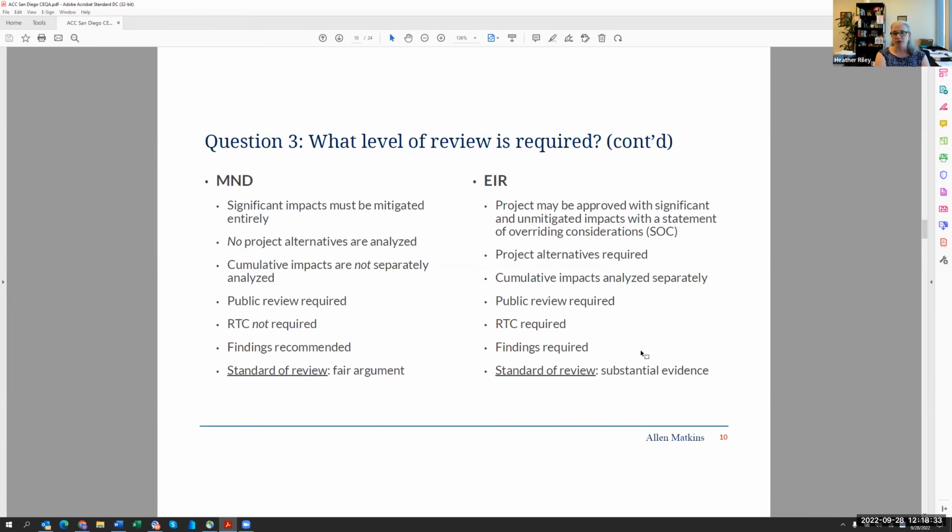So in the what level of review is required, when your initial study is complete and your checklist is done, you're going to end up with an MND or an EIR. And I've identified the differences between these documents on the screen. A lot of our developer clients always say, well, let's just do the shorter route. Let's just do an MND and take our chances and run the risk. If anybody comes forward, we'll deal with it then.